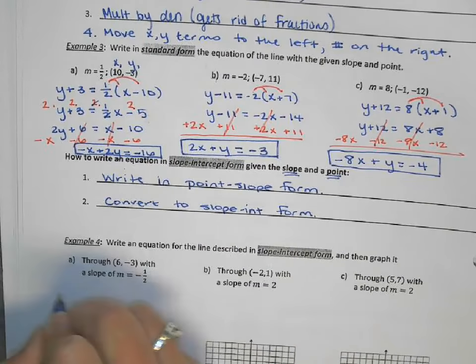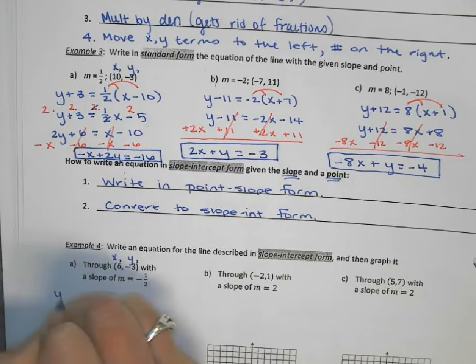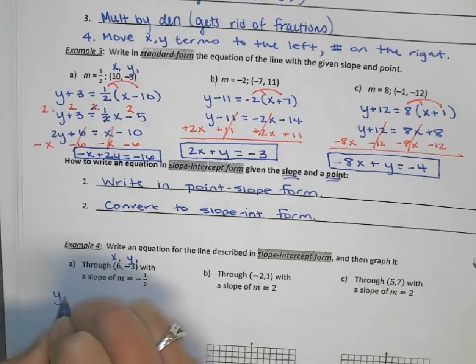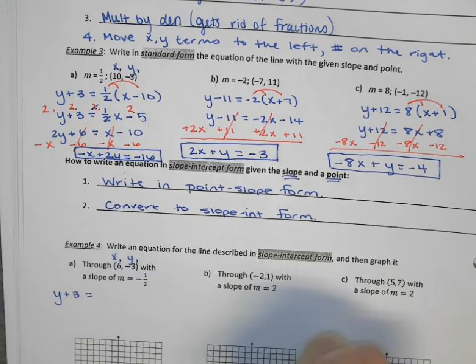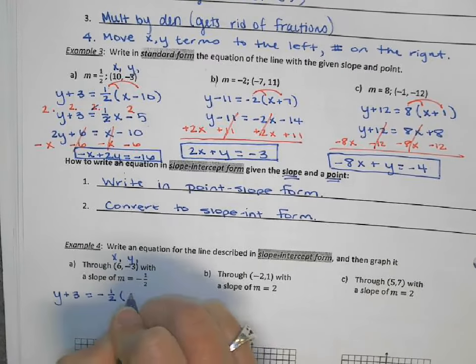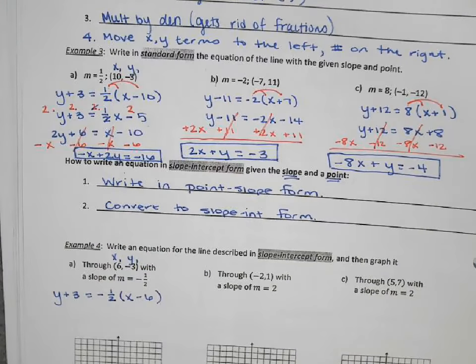So here's x1, this is y1. y minus y1 would be y minus negative 3, which turns into y plus 3, equals our slope, which is negative 1/2, times x minus x1, which is minus 6. So there's my first step.